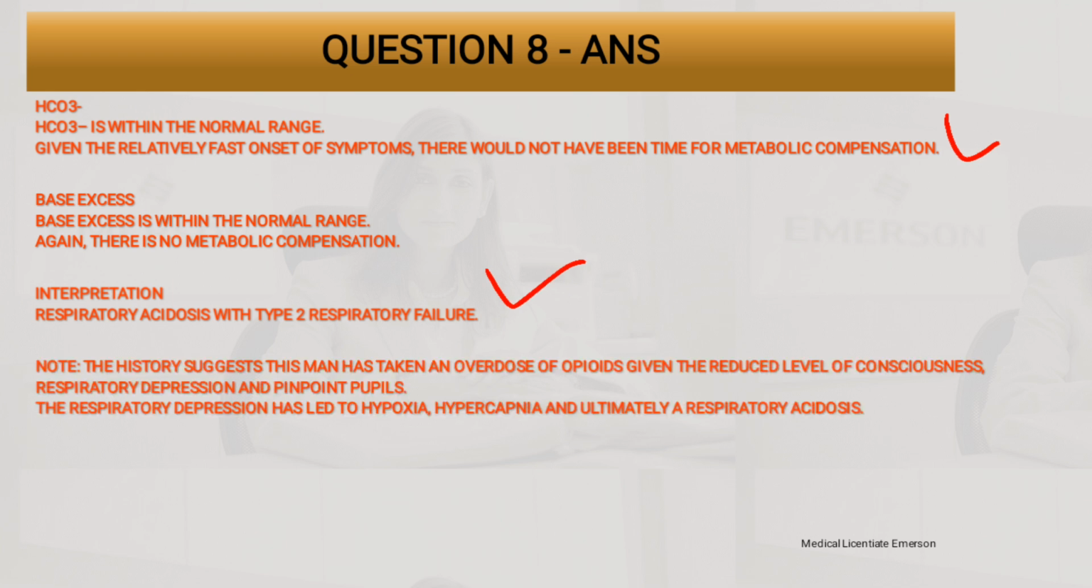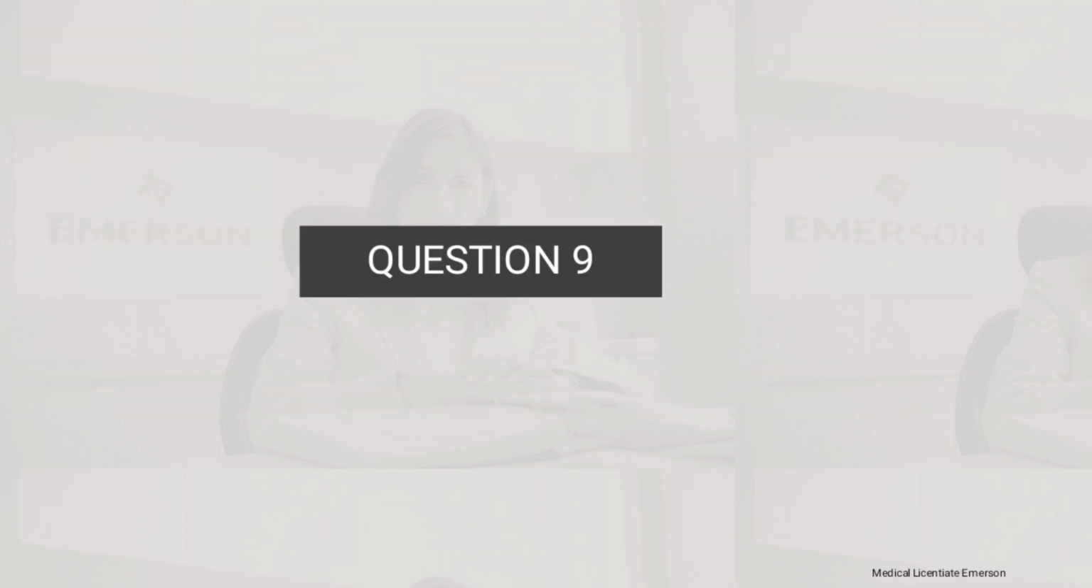Okay. Then you have to note that the history suggests that this man has taken an overdose of opioids, given the reduced level of consciousness, respiratory depression, and pinpoint pupils. The respiratory depression has led to hypoxia, hypercapnia, and ultimately respiratory acidosis.